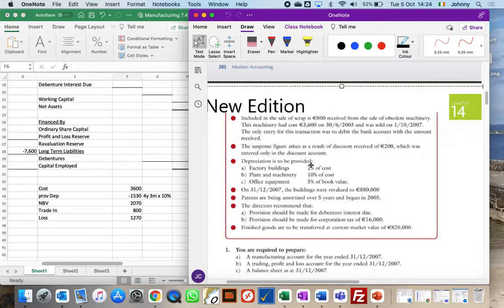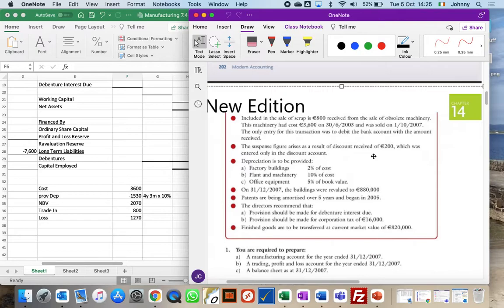Then the suspense figure that arises as a result of discount received, 200, is entered only in the discount account. So back to revision of suspense from last year. What are the two accounts involved when we have discount received? If I receive discount, what do you call the people I receive discount from? Creditors. So the two accounts are discount received and creditors.